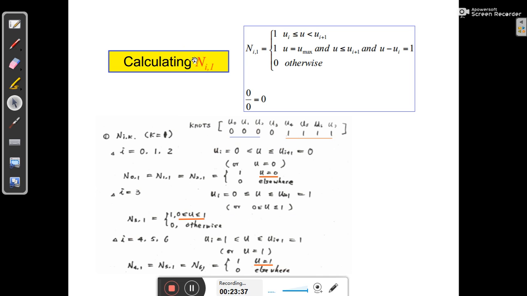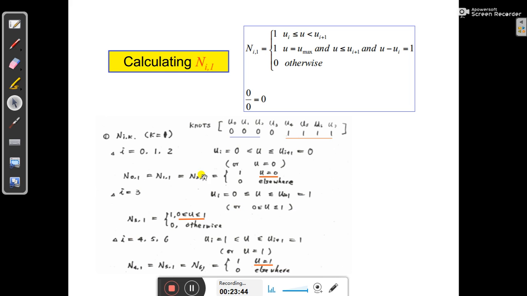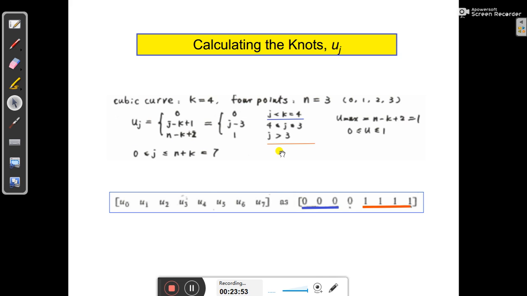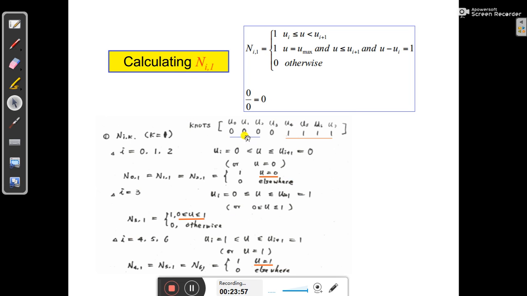Okay, now we need to find the N_ik. So N_ik can be found with this equation. So N_ik is this, for k equal to 1, using the knots and using these things that have been discussed. Here also you can see i equal to 0, 1, 2.